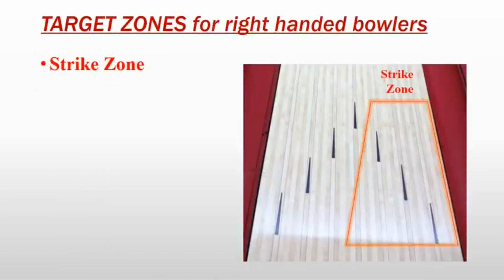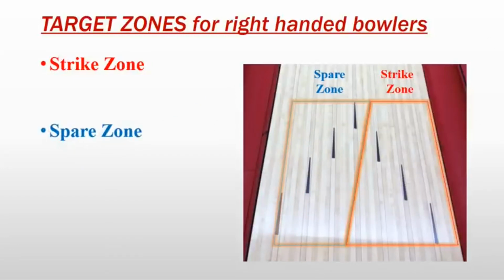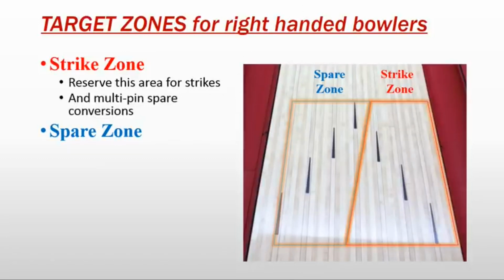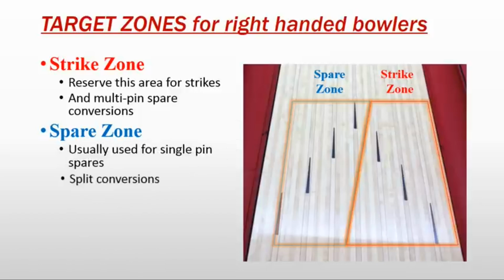You allow 2 balls per frame in a game. The first attempt is for a strike, and if you don't strike, you have a second chance for a spare. There should be at least 2 areas to play on the lane. Most high-level and professional bowlers use 2 zones, the strike and spare zones. The strike zone should be reserved for bowling strikes and multi-pin spare conversions. The spare zone is usually used for single-pin spares and possible split conversions.